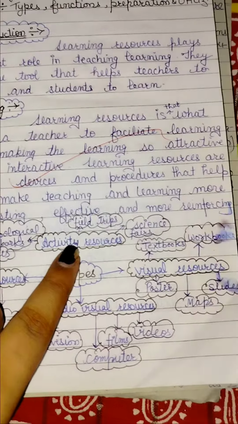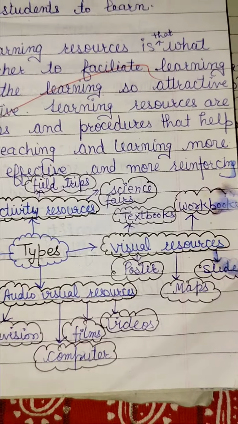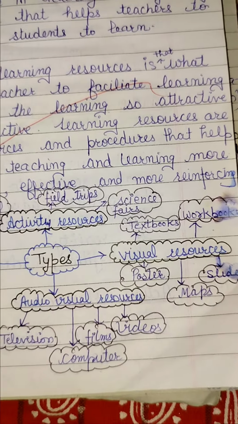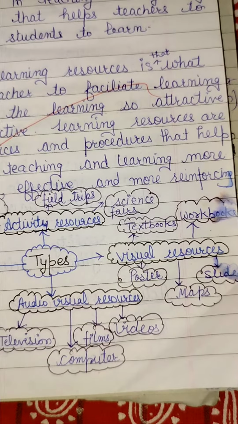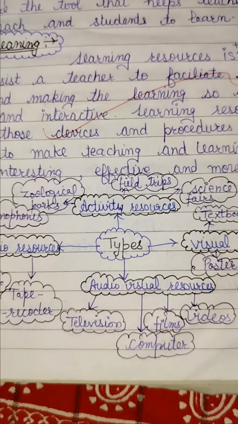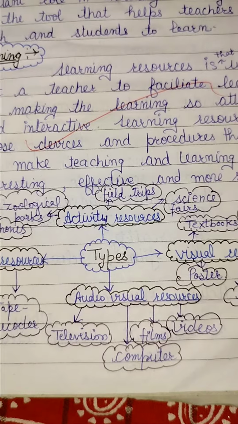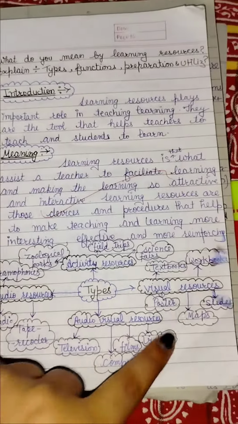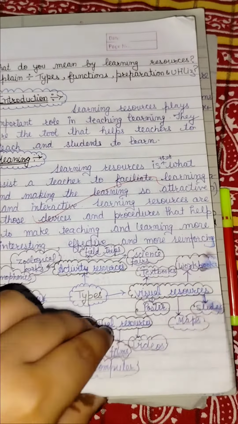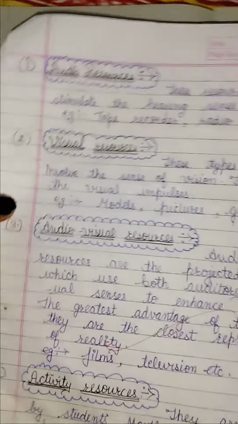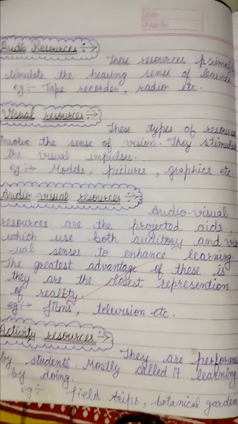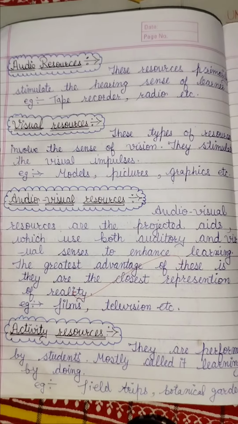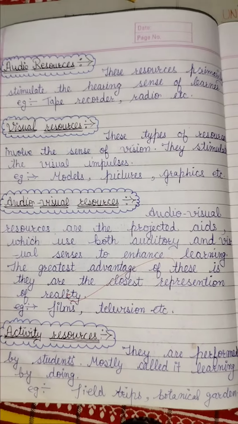and activity resources. Then you have to make subheadings of these resources, like visual resources have textbooks, posters, maps, workbooks, and audio visual resources are television, film, video, computer, etc. So you have to make a flow chart like this. After that, you have to explain these resources one by one. And in 2 to 3 lines, you have to explain what these resources are.